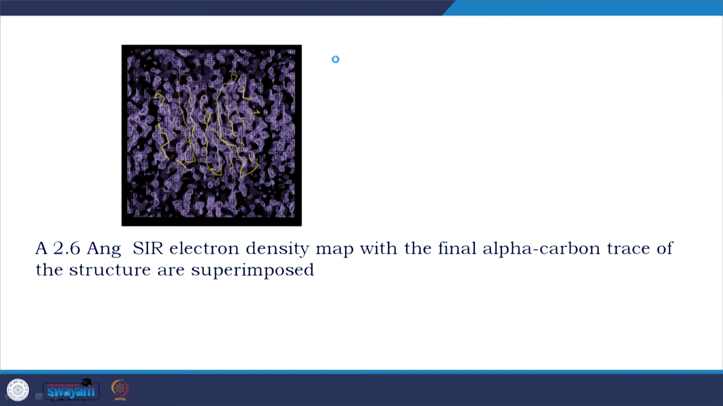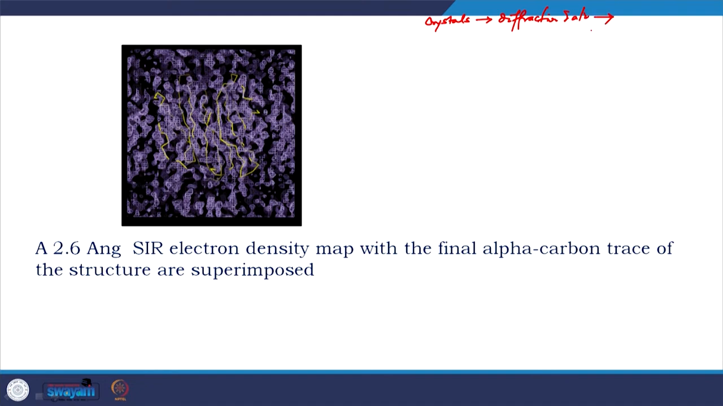And if you now see the electron density, this is a 2.6 angstrom single isomorphous replacement electron density map with the final alpha carbon trace of the structure superimposed. So, you see we are proceeding. What happened? So, we had crystals, we got the diffraction data.